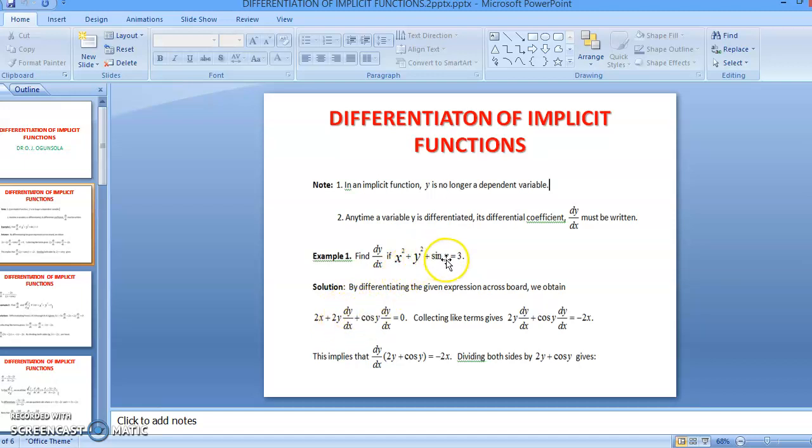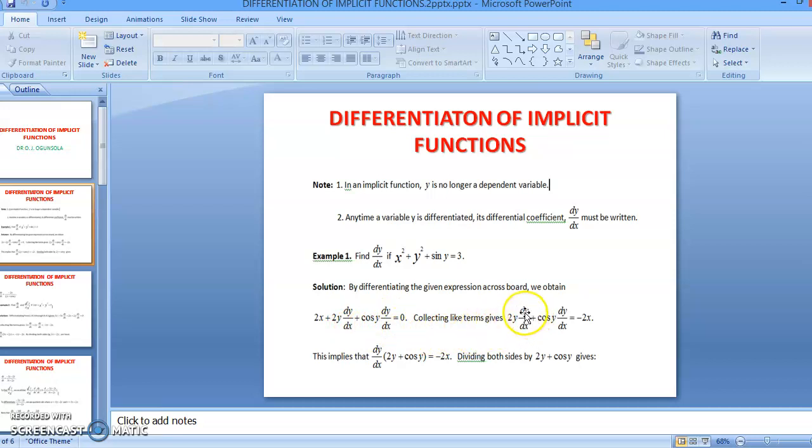Now, when you differentiate sin y, anytime we differentiate sin x, we have cos x. So, this time around, you are differentiating sin y, so you have cos y, then dy/dx. When you differentiate the constant, you have 0. So, you have 2x plus 2y dy/dx plus cos y dy/dx equals 0. Now, you collect like terms.